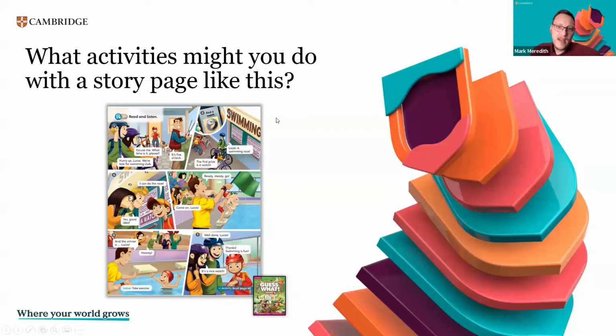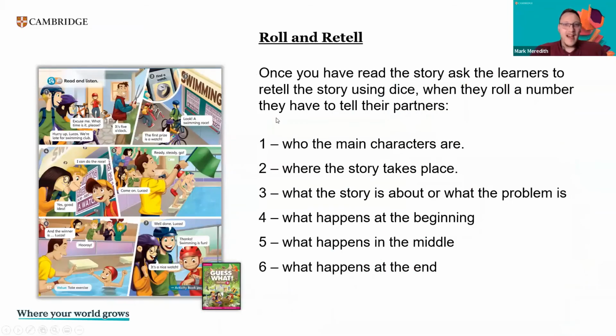I like that. Okay, let's have a look at a suggestion that we have. Here's a nice one that we could do after the story. This is called roll and retell. The idea is that once we've read a story or we've done the story activities, we give our learners a dice. We can use a digital dice or an actual dice. Better an actual dice, right? They throw the dice and they have to answer questions depending on what number they roll. So if they roll a 1, they have to say who the main characters are.